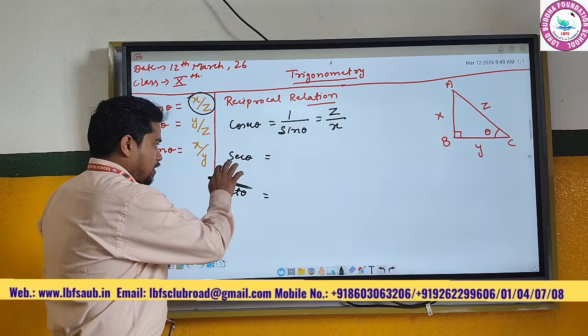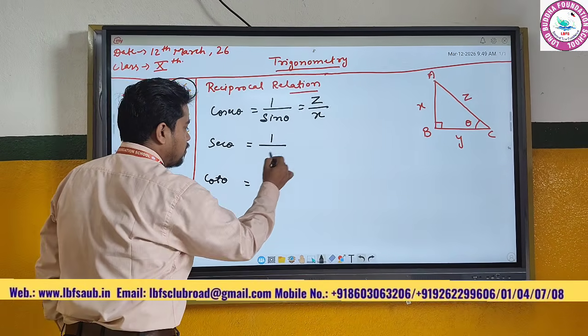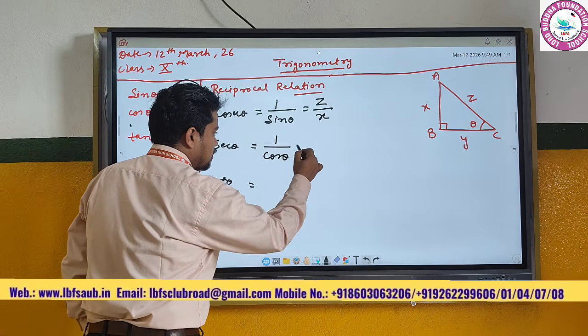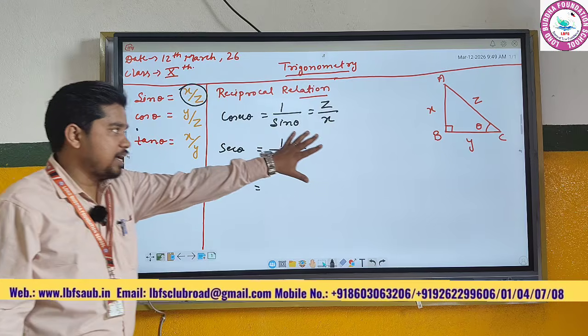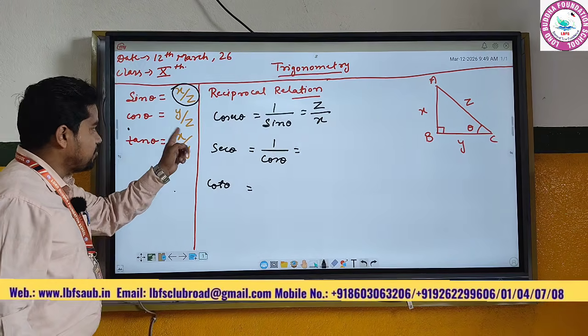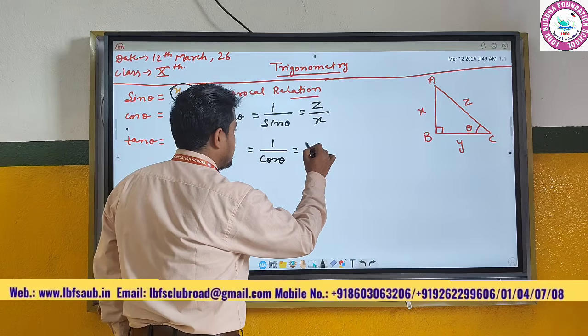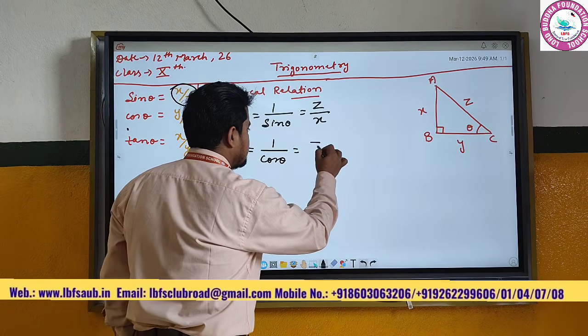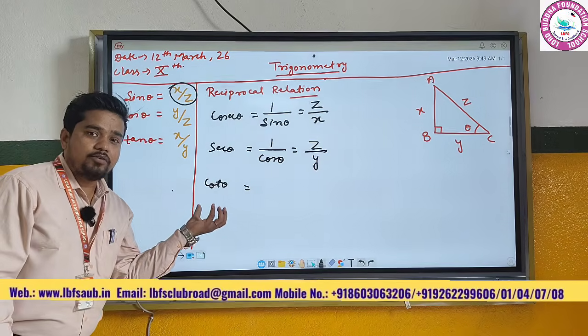Sec theta is the inverse of cos theta. As we found the value of cos theta according to this figure as y upon z, we can write the value of sec theta as z upon y. Now come to cot theta.